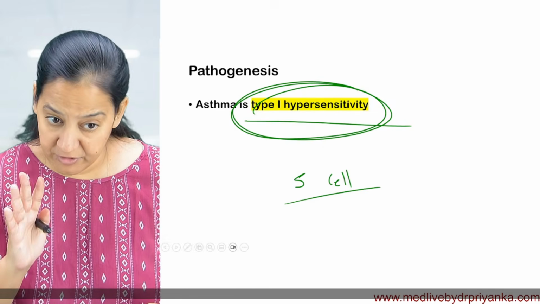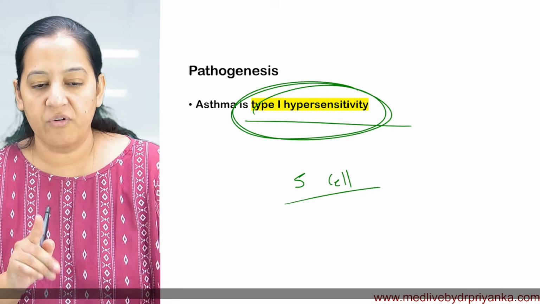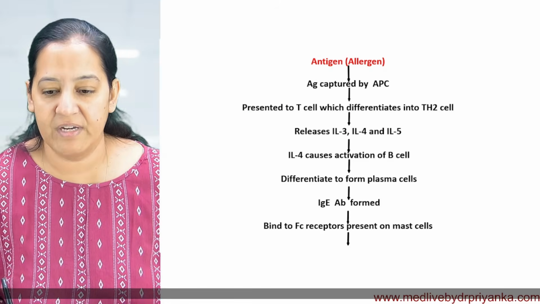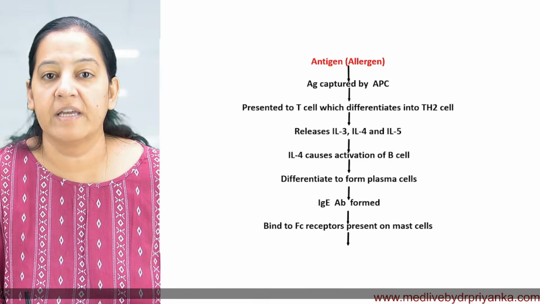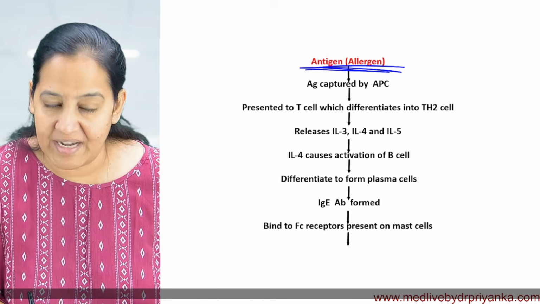So same thing, I will show you a video also, I will show you an image also, I will show you a flowchart also. So first of all, allergy is type 1 hypersensitivity. Allergy is type 1 hypersensitivity. So first of all, there is the allergen. So antigen, allergen is antigen.